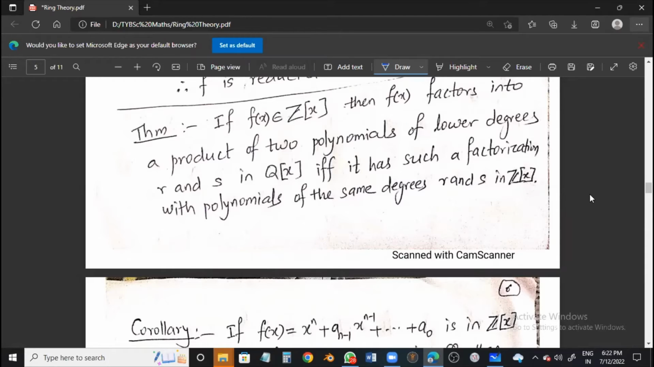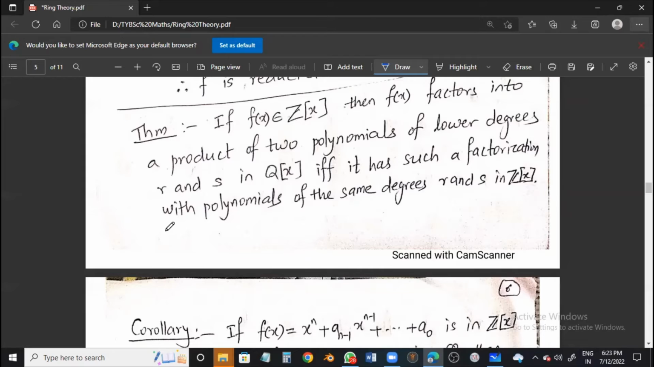You have taken a polynomial from Z of x, and you are saying this polynomial can be factorized into lower degree polynomials, but maybe the coefficients are rational. When is this possible? It is possible if and only if you have a similar factorization in Z of x.